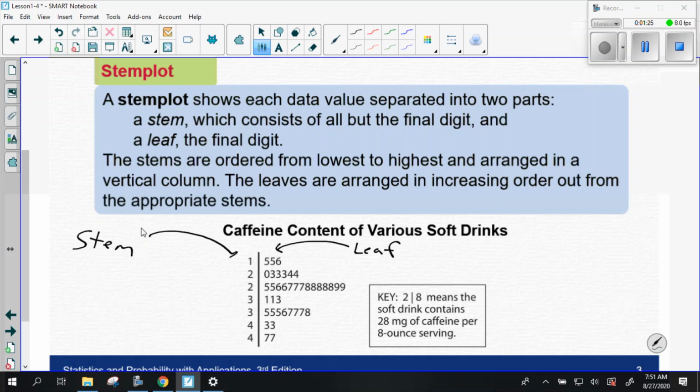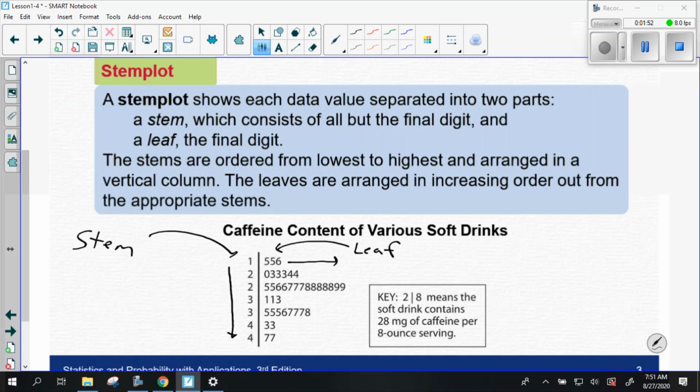We're always going to arrange our stems in increasing order, from lowest to highest. And we're going to do the same thing with our leaves: lowest to highest in the left to right direction on our leaves.